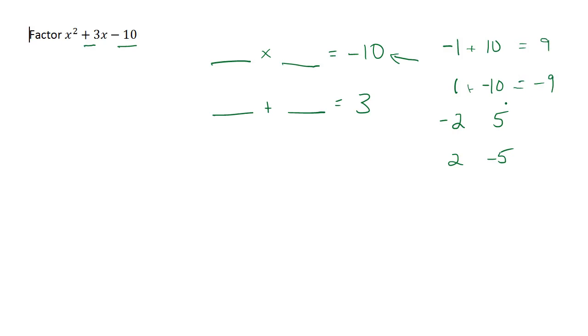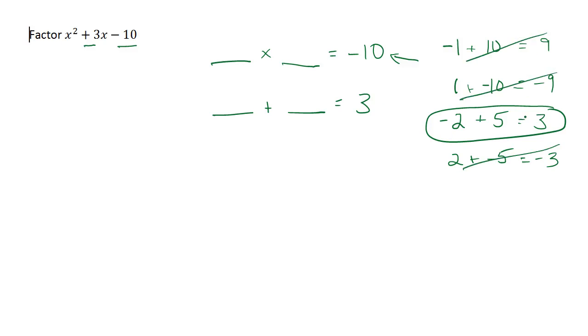That doesn't work. Negative 2 plus 5 gives us 3. Oh, this one works. And just to show you that this one wouldn't work, 2 plus negative 5 is negative 3, but we were looking for a positive 3, so that one doesn't work either. This is the one that works, so negative 2 times 5 is negative 10, and negative 2 plus 5 is 3.